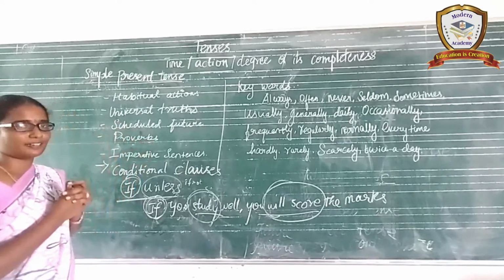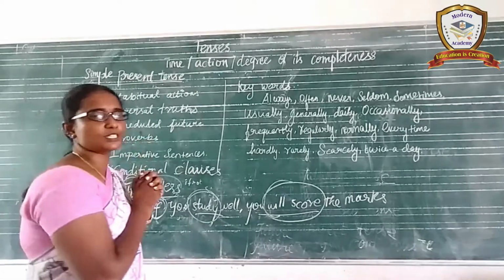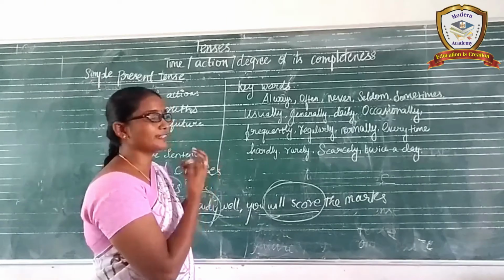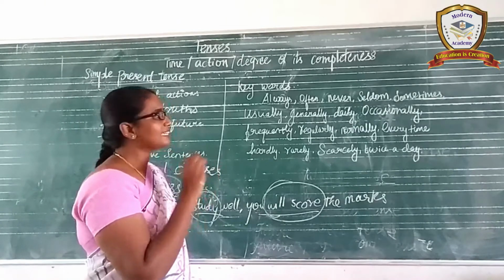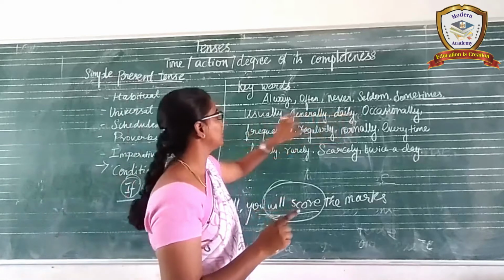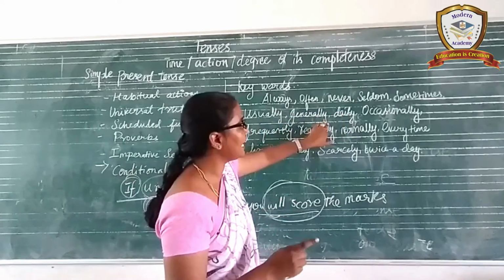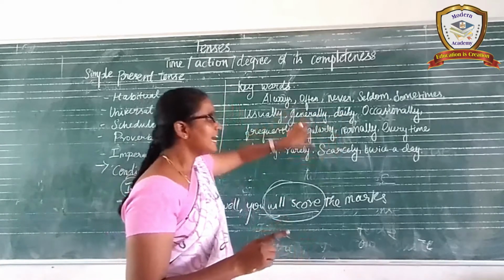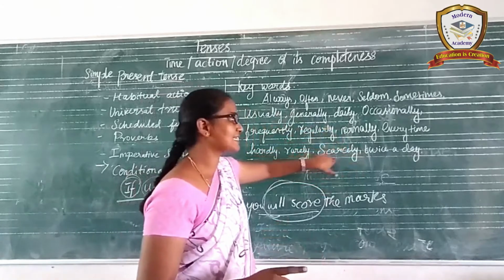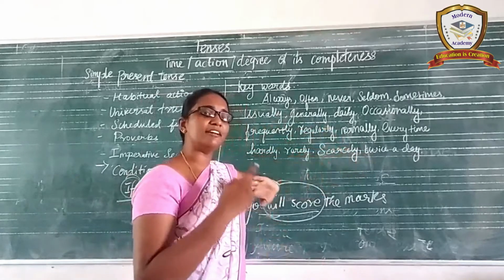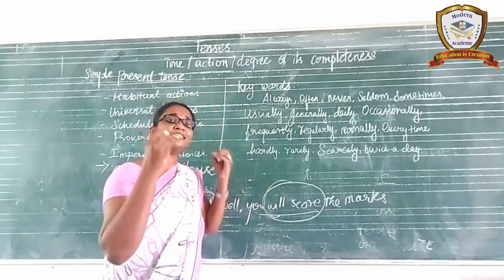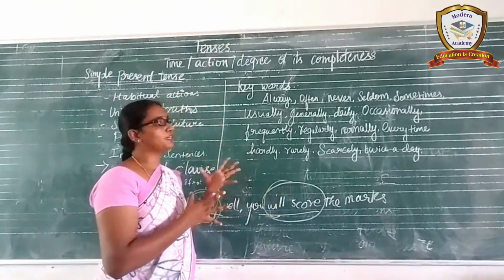But such clue words help us to identify the simple present tense. The sentence has clue words: always, often, never, seldom, sometimes, usually, generally, daily, occasionally, frequently, regularly, normally, every time, hardly, rarely, scarcely, twice a day, every Monday, every Sunday, every Tuesday, every year. And sometimes the sentence does not have clue words.